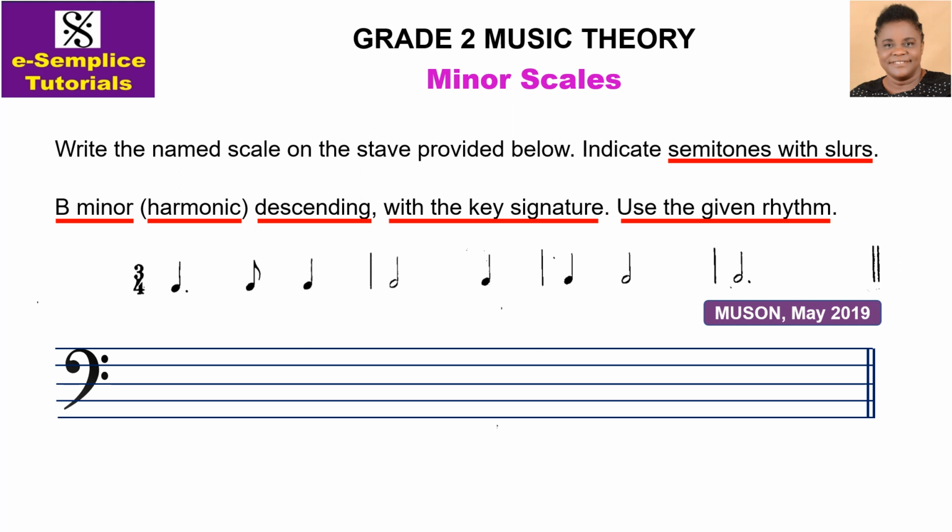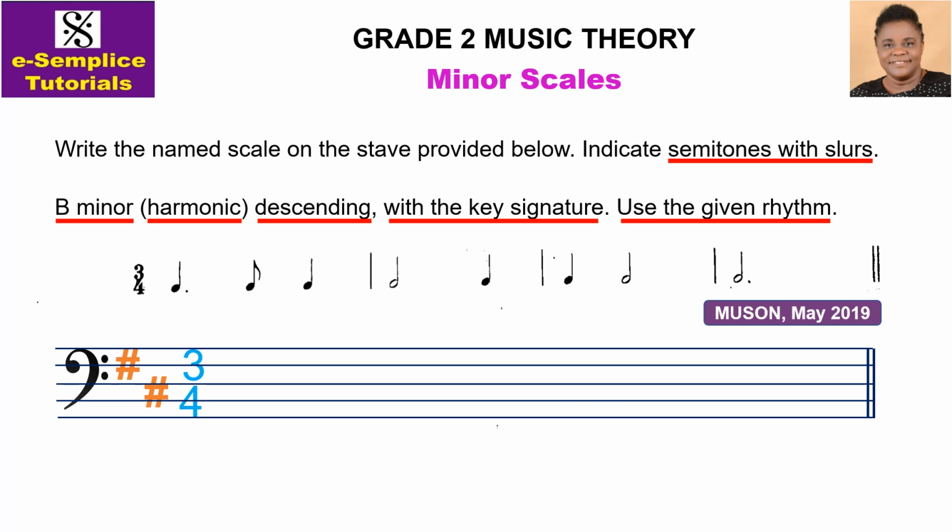So here, let's add the key signature first, because we have to show the key signature first. The key signature of B minor. B minor is the relative minor of D major. So we are going to have F sharp and C sharp. Then put in the time signature, 3/4 time.